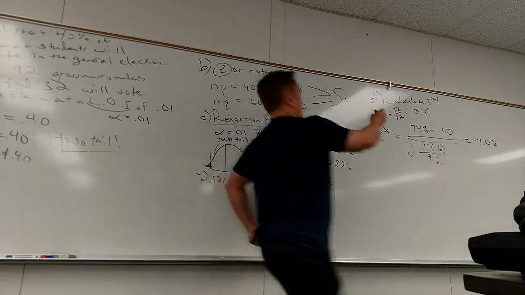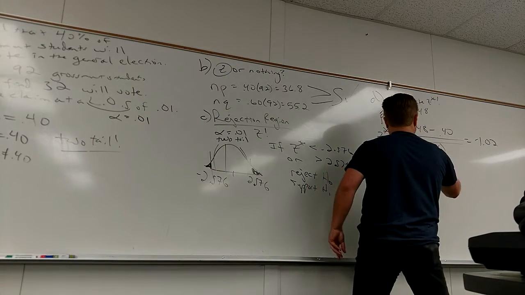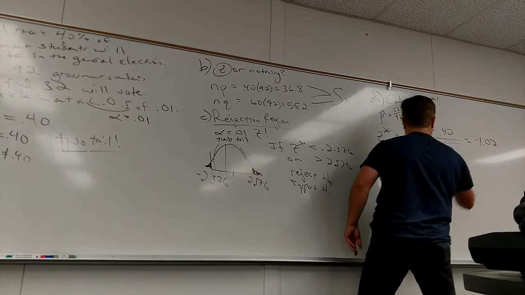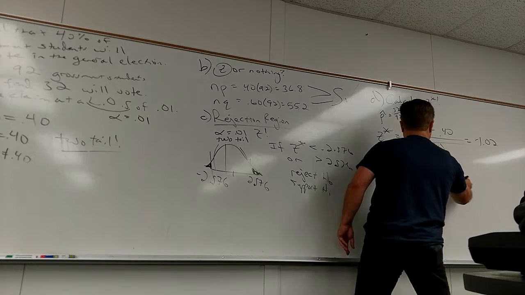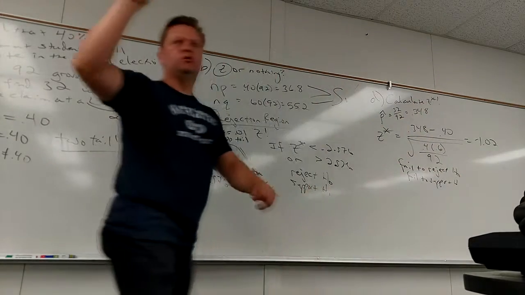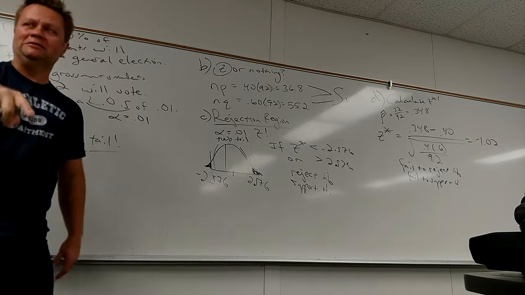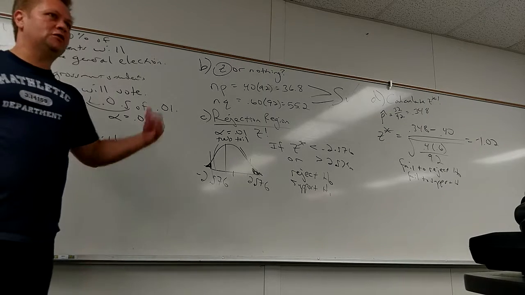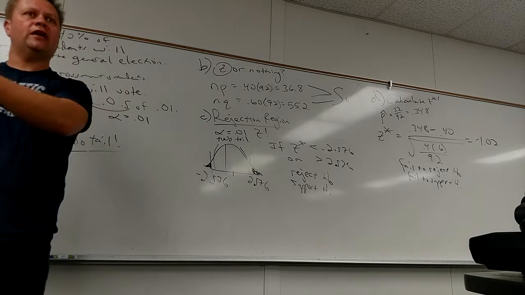Fail. Fail to reject. We didn't make it. For the alternative, fail to support. So what are the only two things you could do with the null? Reject it or fail to reject it. What are the only two things you could do with the alternative? Support it or fail to support it.